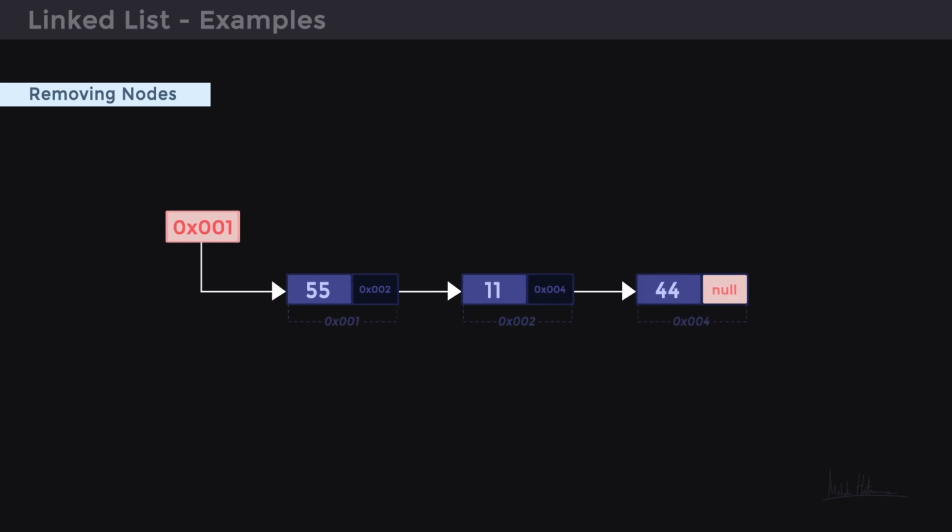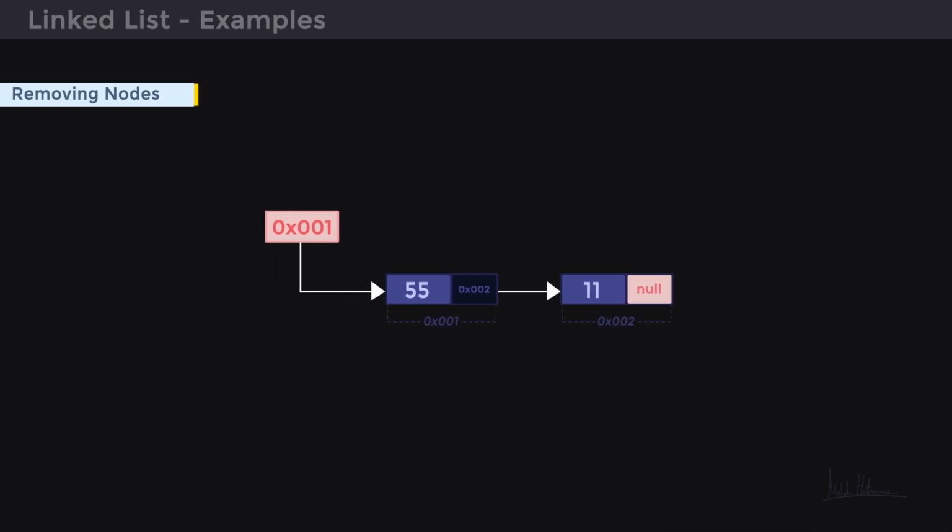Let's take another example for removing. Suppose we want to remove the last node. Again, use the general rule that I described. Traverse to the node before the node we want to be removed. Here we want to remove the third node. Therefore, traverse to the second node and change its pointer to indicate the null. Simple and straightforward.